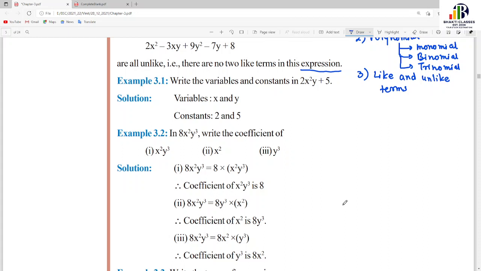The first, example 3.1, is to write the variables and constants in this expression. So the variables are x and y and the constants are 2 and 5. Understood?